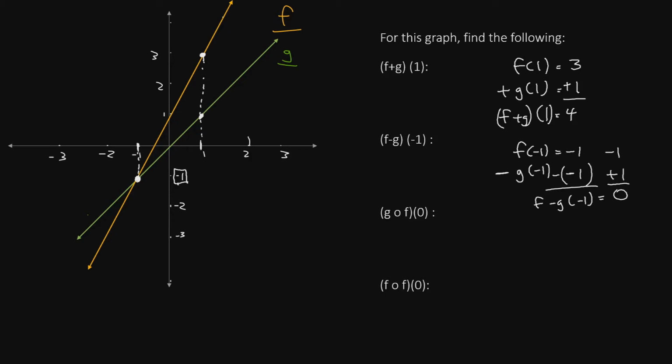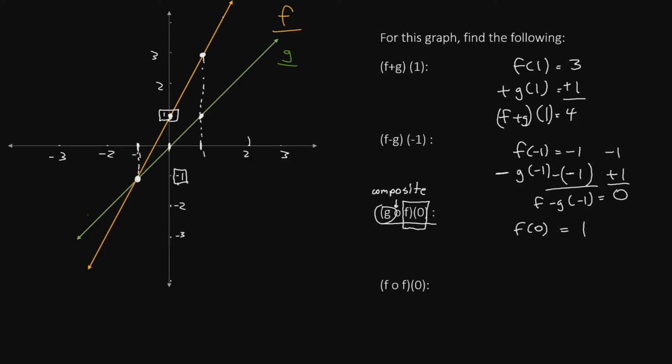Let's go on to this somewhat unusual looking statement. We have g and then a circle and then f at 0. This circle is called the composite operator. To do this, let's first start with the inside, f at 0. Here is where x equals 0, and the orange line is function f, and we can read directly from the graph a y value of 1. So f at 0 is 1.